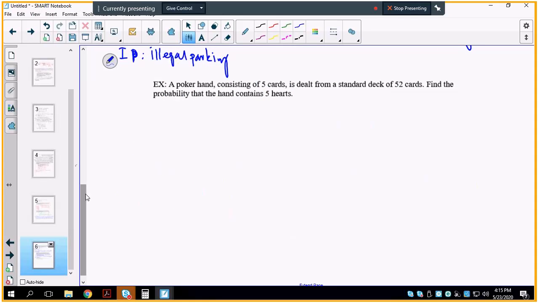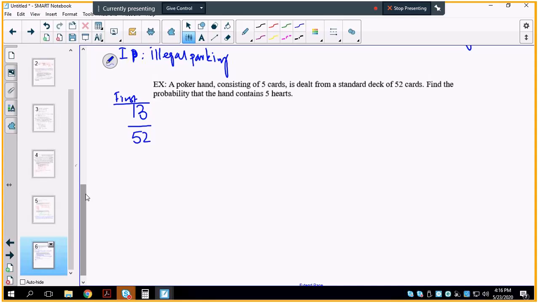The last problem in this section is asking us about a poker hand consisting of 5 cards, and from the standard deck of 52 cards, this hand is dealt. Find the probability that the hand contains 5 hearts. So what we're going to do with this problem? Remember, for the first card, when the hand was being dealt, there are only 13 hearts. This is the first hand. 13 hearts and a total of 52 cards.